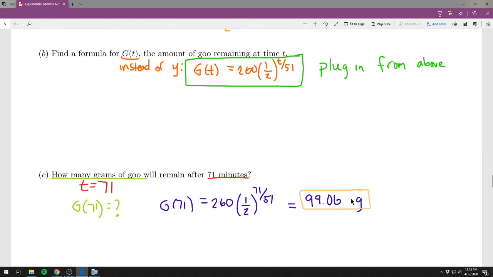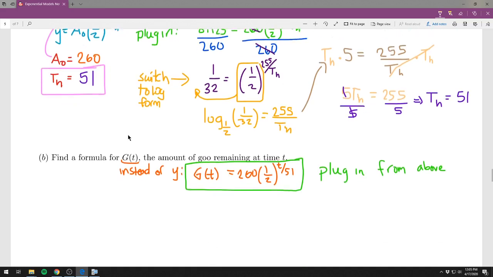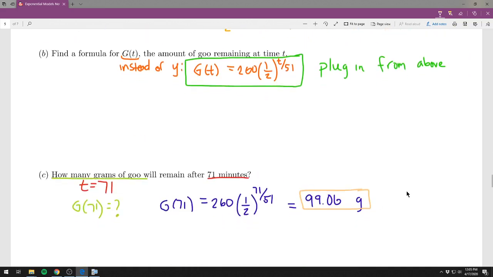If you want to make sense of your answer, it does make a little bit of sense. 71 minutes is about 1.5 half-lives, because 51 is 1 half-life, and it's about halfway more than that. And if you think about what's happening with a half-life, after one of them, after 51 minutes, our amount will be 130. If we went 51 more minutes, we'd be half of 130, which is 65. And this is somewhere in between. So it's something that definitely makes sense.